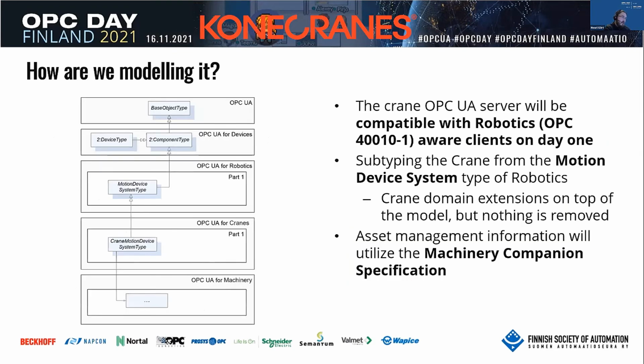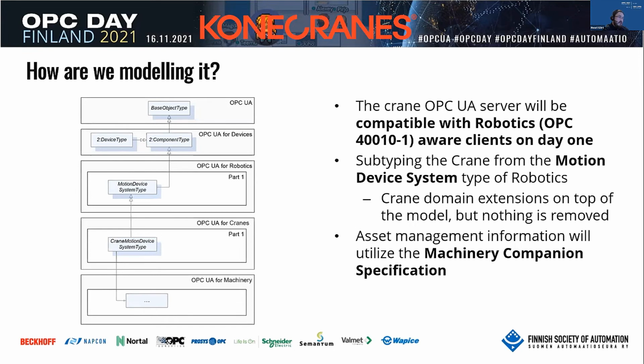So how are we modeling it? The crane information model is built on OPC UA for robotics, OPC 40010-1, OPC UA for machinery, and other specifications. The crane OPC UA server will be compatible with existing services that support the robotics companion specification from day one, meaning the crane information model aware clients.